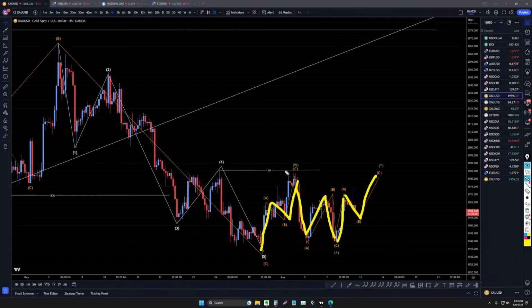So it does, for sure, look like it's making that WXY pattern. And if that is the case, then it probably is going to try to make another push down. But I think this push down that we're going to see is probably going to be a failed attempt to continue that downtrend, and I think it's going to end up continuing back up. So I think that this is going to make an ABC right here, probably an ABC of Y.